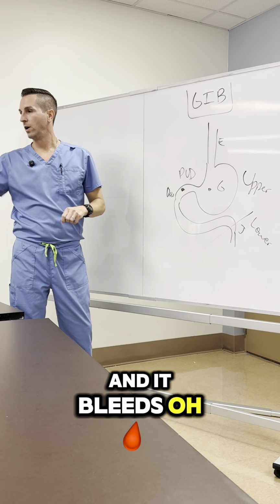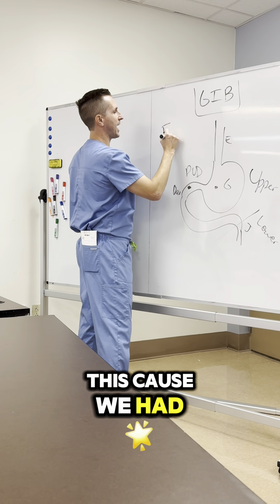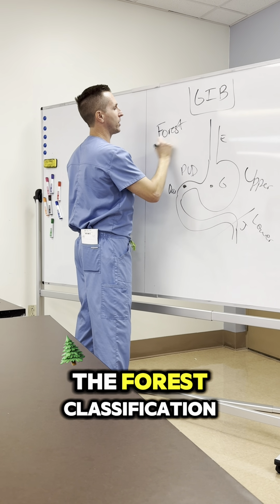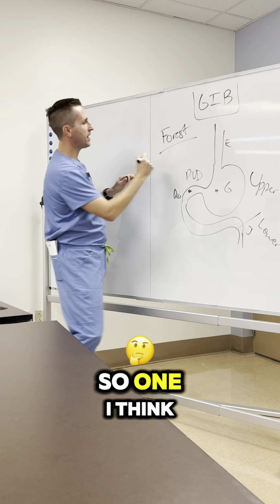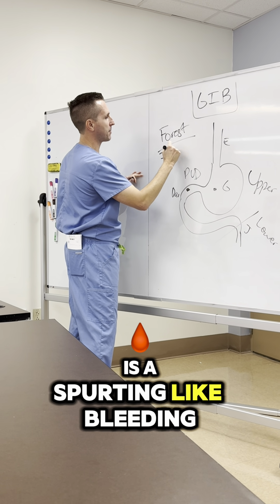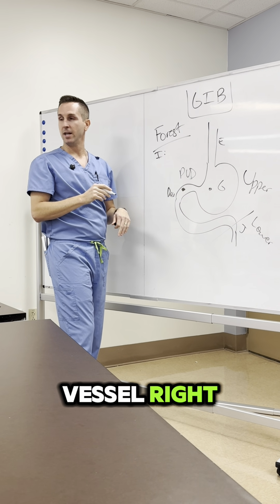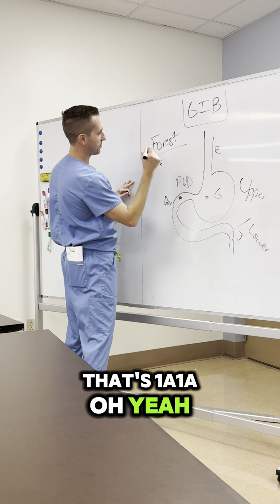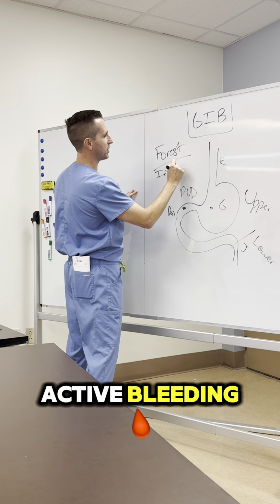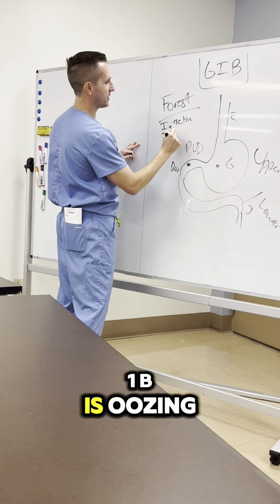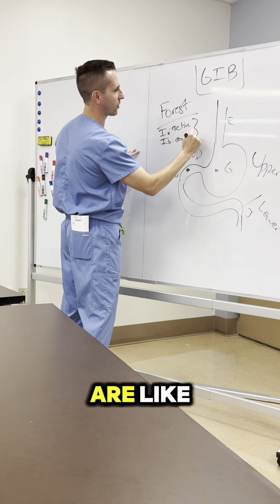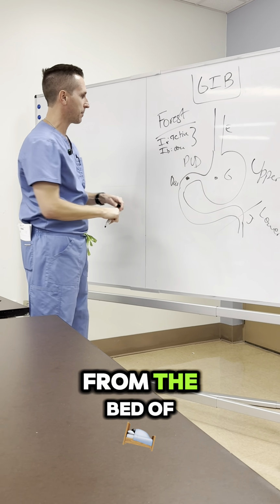And it bleeds. We had this in a GI note today, the Forrest classification. 1A is a spurting, actively bleeding vessel. 1B is active oozing. Both of these have actual blood coming from the bed of the ulcer.